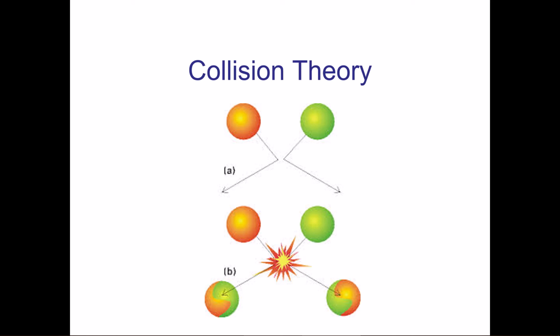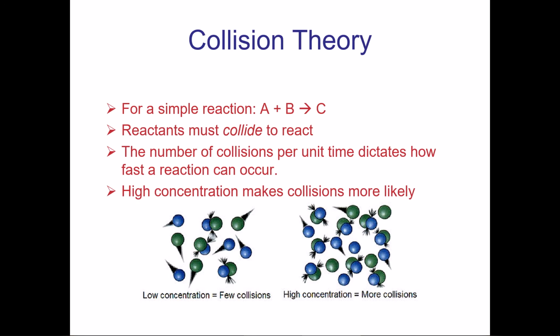Alright, in this video we're going to talk about collision theory. Collision theory is the concept behind kinetics of reactions, how we know how fast a reaction is going to work. So collision theory relies on the idea that reactants act as discrete molecules that collide with one another.